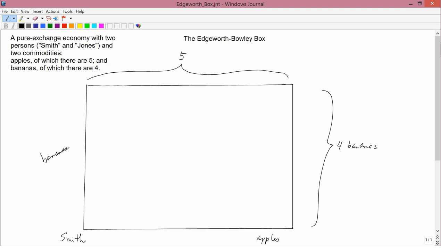Let's suppose that in Smith's basket there are, say, three apples and one banana. That would make his point approximately here in the box. We call this point an initial allocation. So Smith's initial allocation is 3 apples and 1 banana.